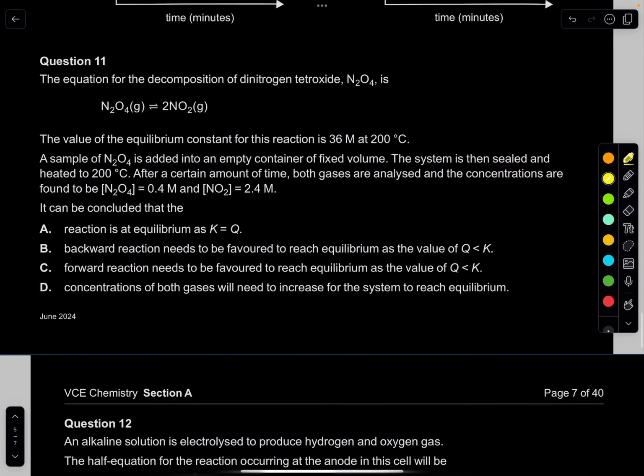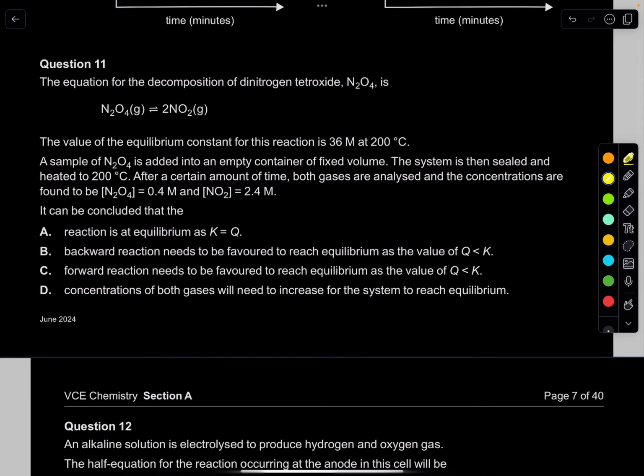10D. Question 11. The equation for the decomposition of dinitrogen tetroxide is this. The value of the equilibrium constant for this reaction is this. A sample of this is added to an empty container of a fixed volume. The system is then sealed and heated to 200 degrees Celsius. After a certain amount of time, both gases are analyzed and the concentrations are found to be this and that. It can be concluded that the reaction is at equilibrium. The backwards reaction is to be favored to reach the equilibrium value because Q is less than K.